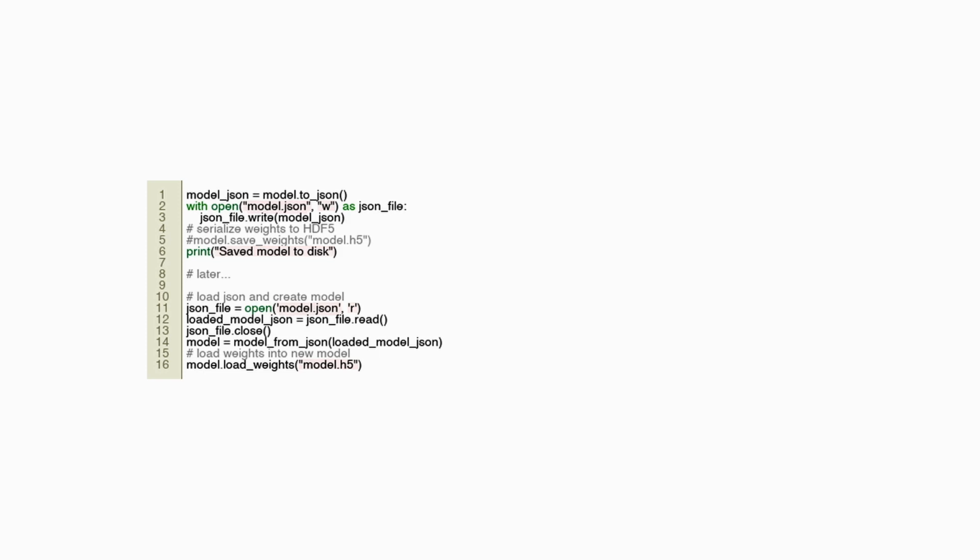Next, the weights are saved to a separate file using the save_weights function. After printing a confirmation message, the code then moves on to loading the model. It opens the model.json file and reads its contents as a JSON string. Then this string is passed to the model_from_json function to create a new model with the same architecture as the original. Finally, the weights are loaded into this new model using the load_weights function, and the model is ready to be used for predictions.